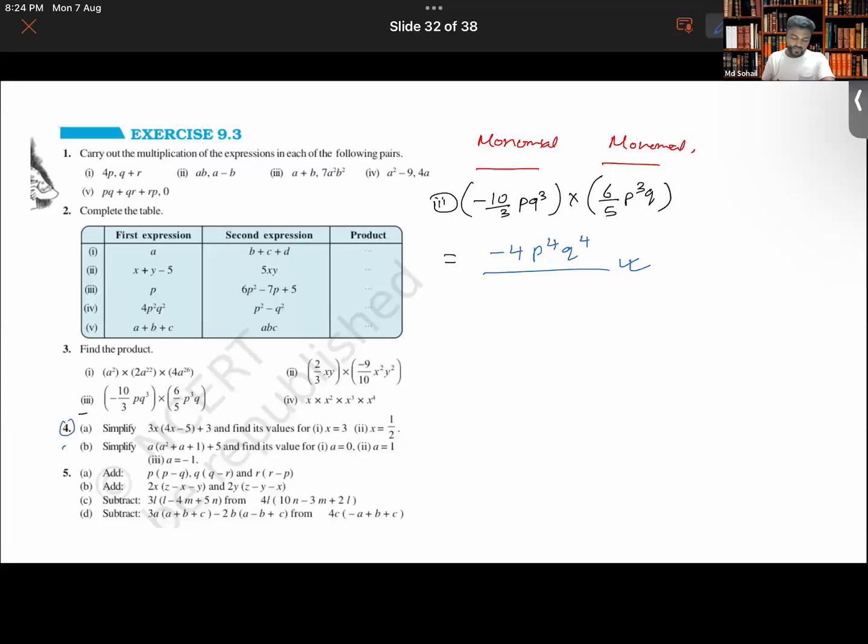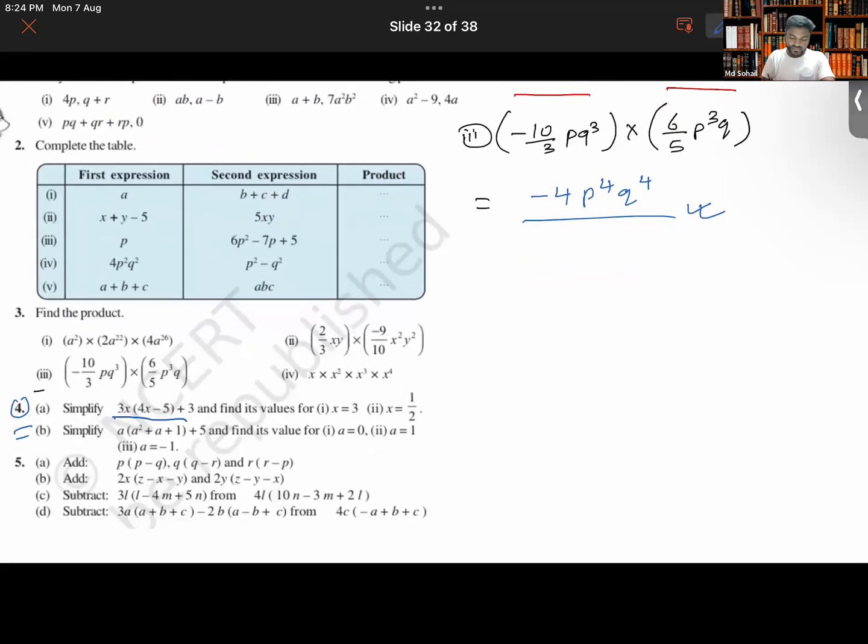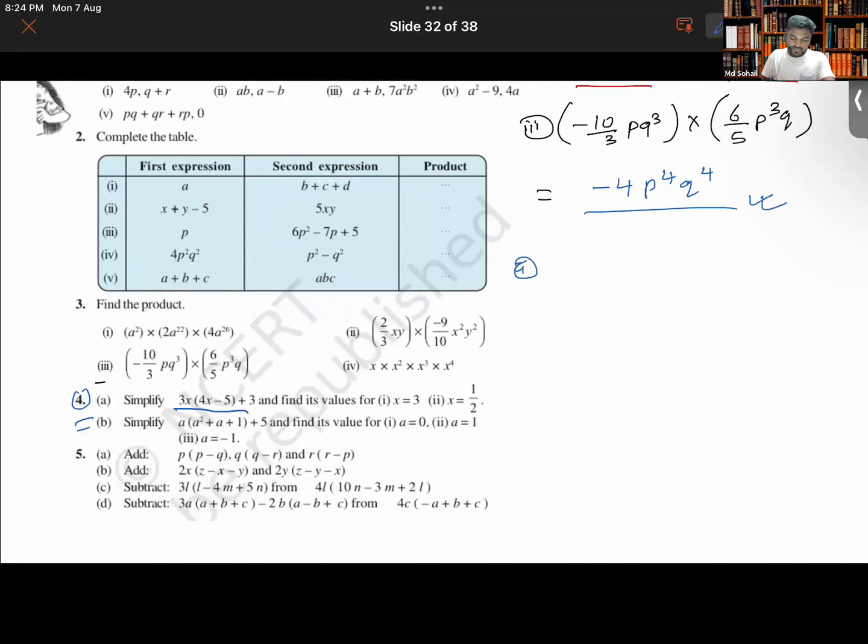Now question number 4 and 5. Basically, we need to simplify it first. First, we will simplify the expression and then find the value of the expression by putting the values of the variable given here. That is simple. See the second one, b: a into a square plus a plus 1. You start solving it, and find its value for a equals minus 1 only. Then the third one. Okay, start solving it.